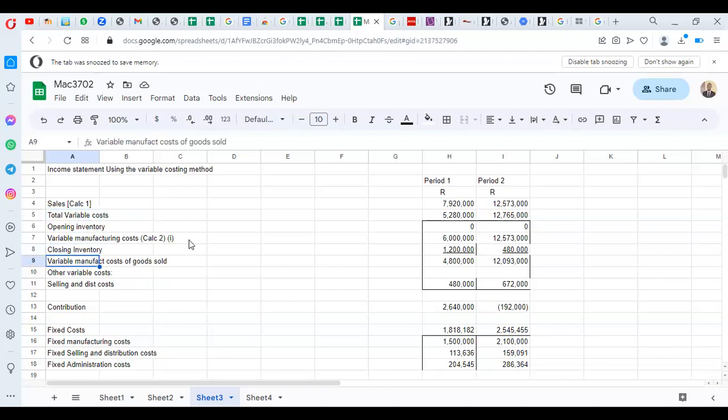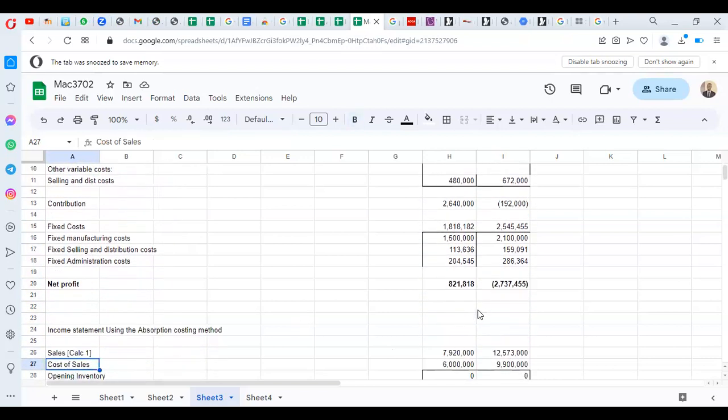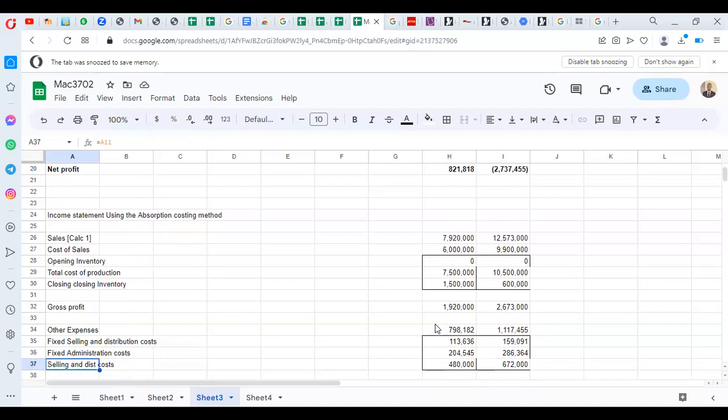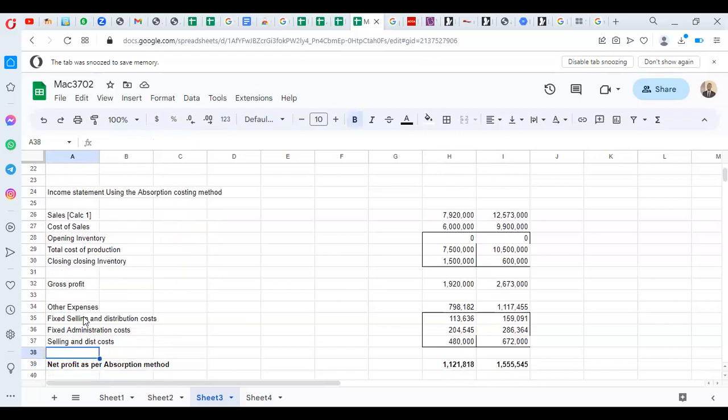The variable costing method starts us off with the calculation of contribution. Once you see contribution, you know it's the variable costing method, right? What is contribution? It's your sales less your total variable cost. Once you deduct those two amounts, it gives you your contribution. Whereas the absorption costing method will give you gross profit, which is your sales minus your cost of sales, which is a lot easier. Then you deduct all the period costs. So that's the major difference.